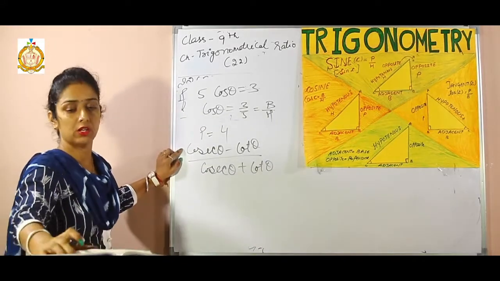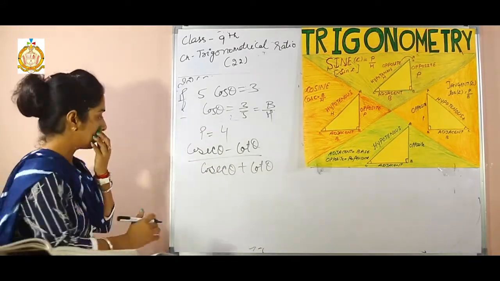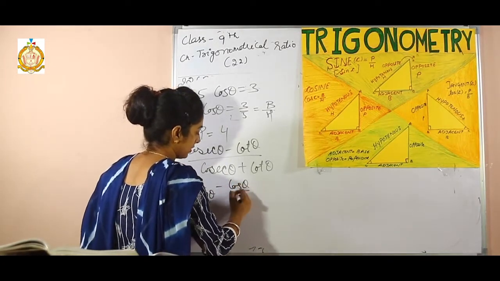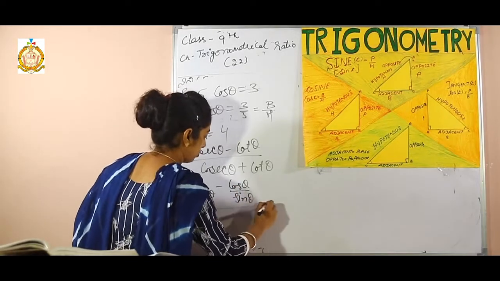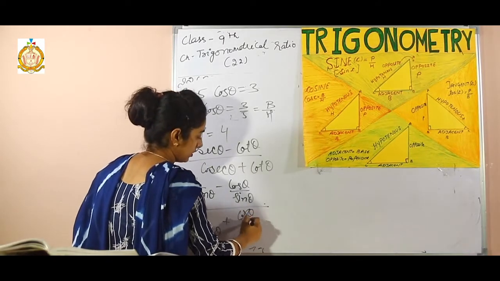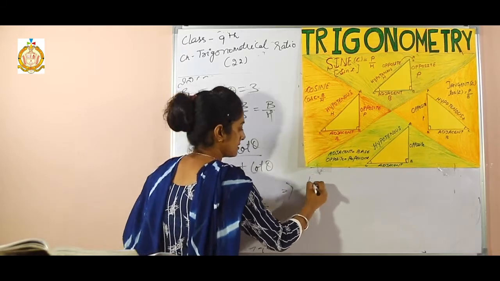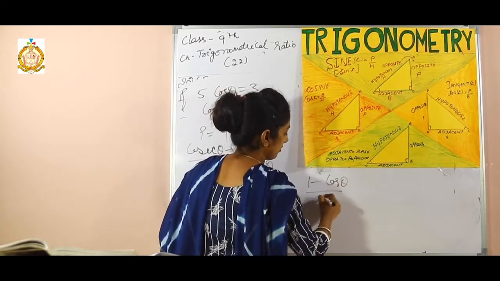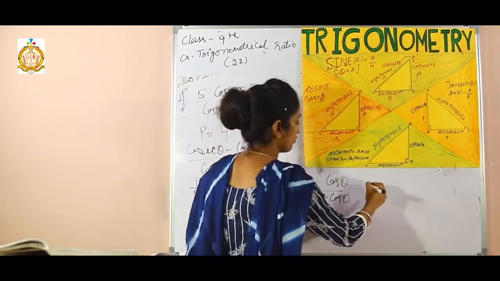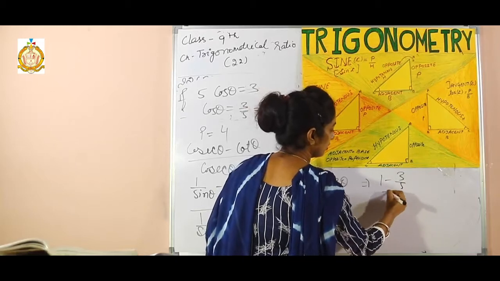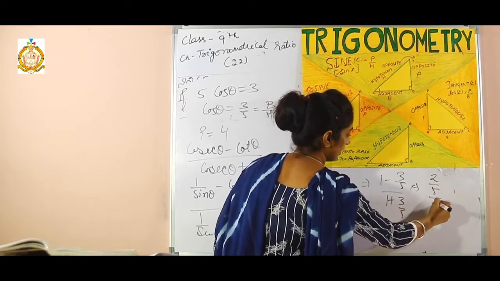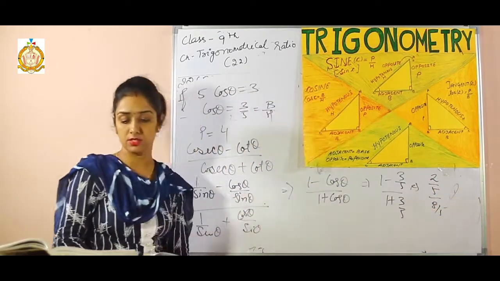Now you can find the value of cosecant theta, which we can also write as 1 over sin theta. So (1 over sin theta minus cos theta over sin theta) over (1 over sin theta plus cos theta over sin theta). Again we take the LCM: (1 minus cos theta) over (1 plus cos theta). Now we have the value of cos: 1 minus 3 over 5 over 1 plus 3 over 5. 5 minus 3 is 2, over 8 over 5. After solving it you get the answer.